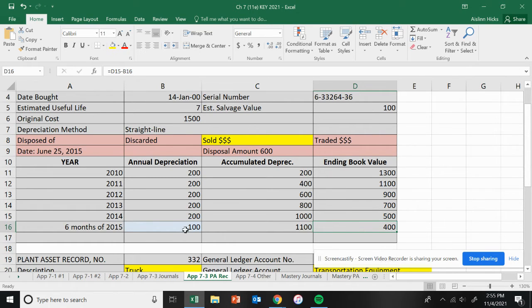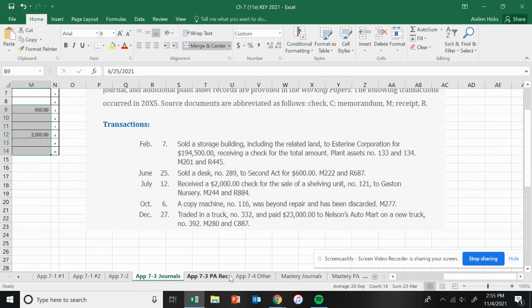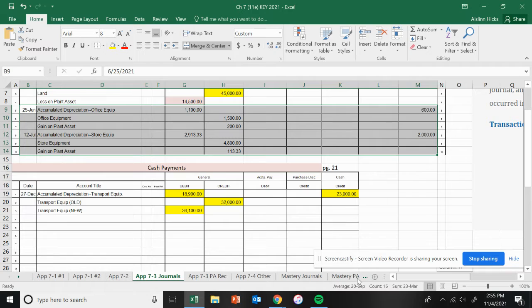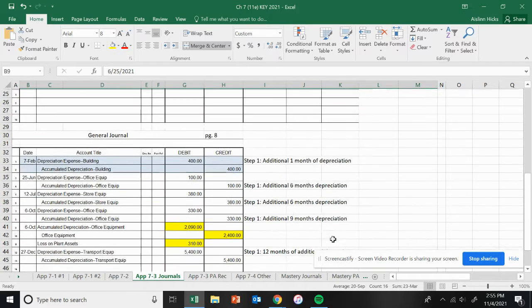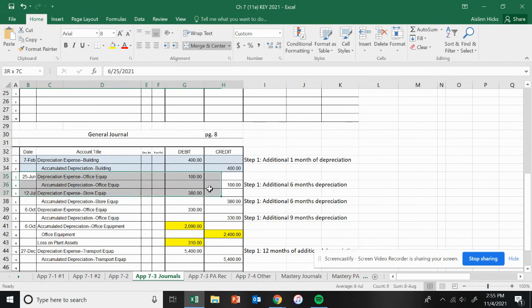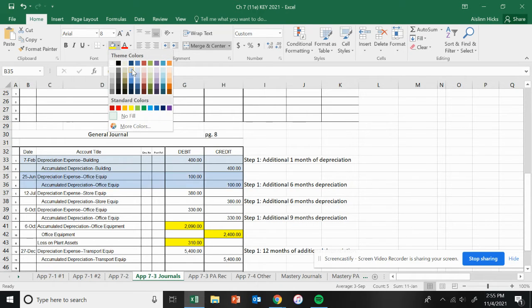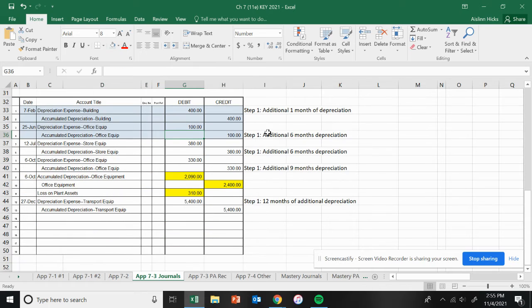Next step, make sure you do a journalizing of this additional depreciation. So let's do this $100 first in our journals. Go over to your general journal. Now we're on this one right here. You can see we're going to do step 1 again, which is to do an additional 6 months of depreciation, this time through June 25th. So put this in here. That's step 1. Feel free to pause if you need to, obviously.